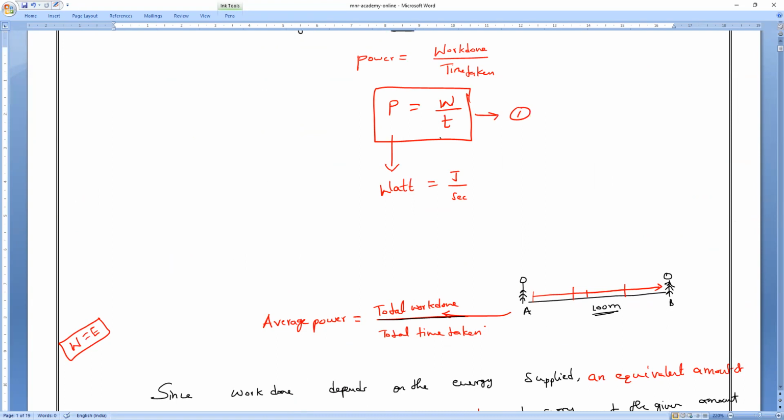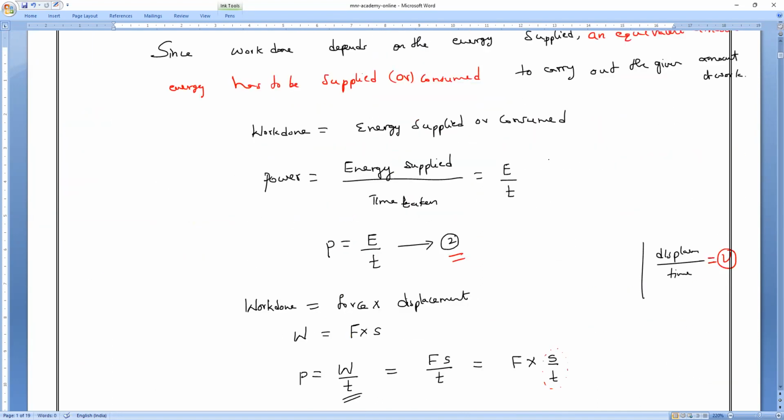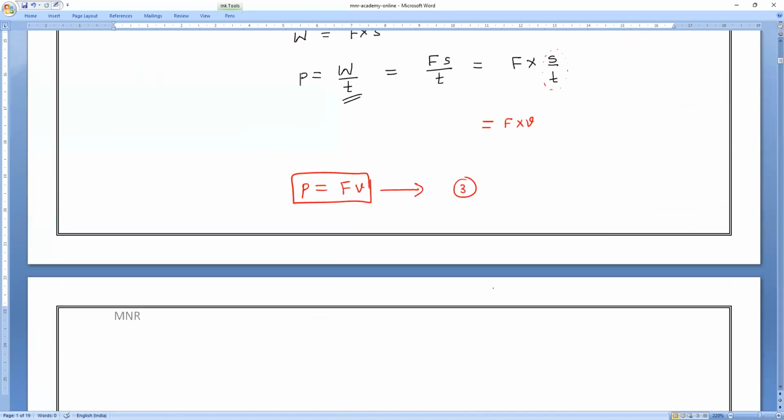So, power P is equal to work done by time. Power P is equal to energy supplied by time taken, or the next formula, power P is equal to force into velocity. So please note it. And as I told you, power does not depend on any direction. It has only magnitude. So power is what quantity, everybody? Power is a scalar quantity.